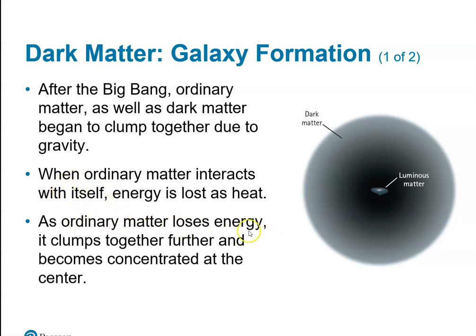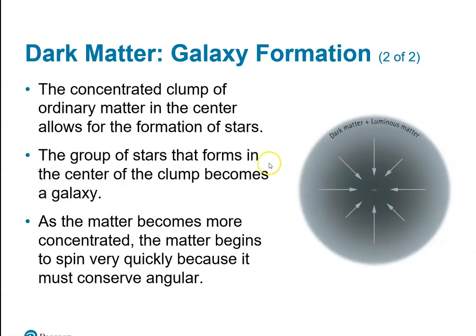Ordinary matter loses energy, clumps together and becomes concentrated at the center. That's an interesting theory of galactic formation, but overall, it's very sound. The dark matter and the ordinary matter basically work together: the dark matter will tell the luminous matter where to clump together to form galaxies.